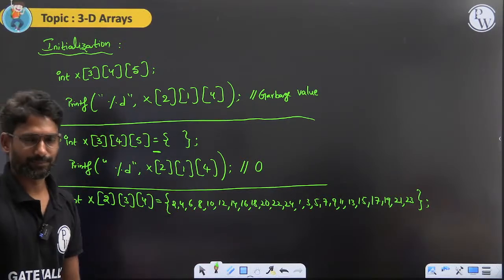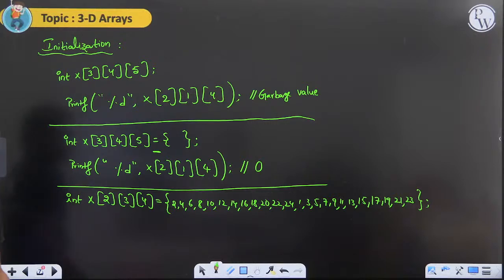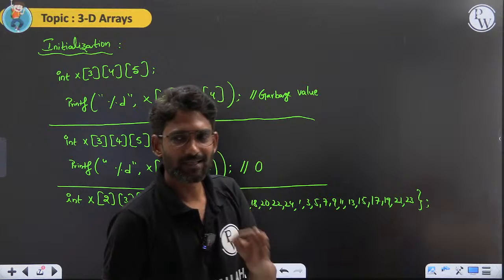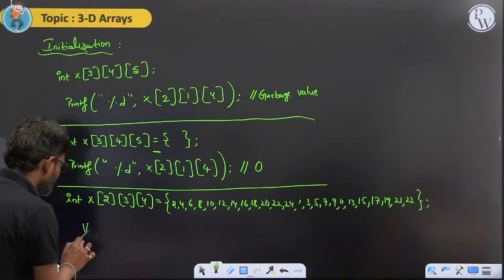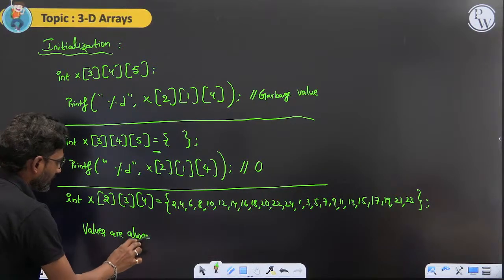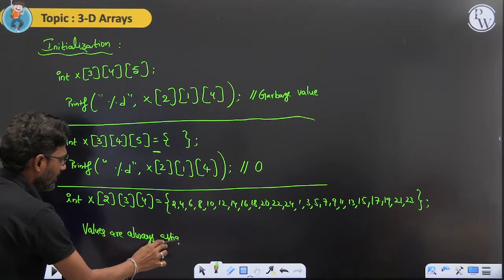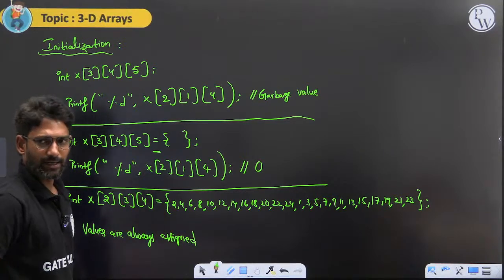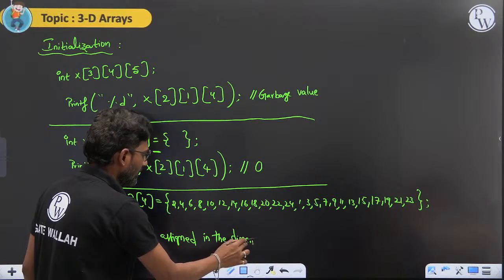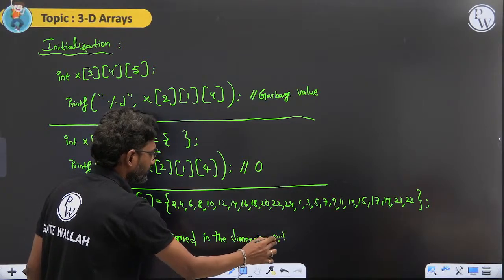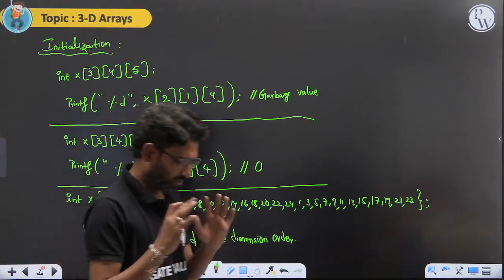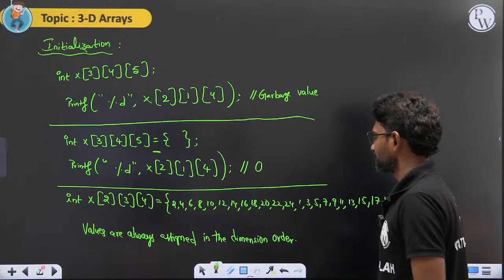Now comes the question. Sir, how are the values actually assigned? Please understand, values are always assigned dimension wise. In any array, values are always assigned in the dimension order. What does that mean? Sir, we did not understand what dimension order means. Let me tell you.